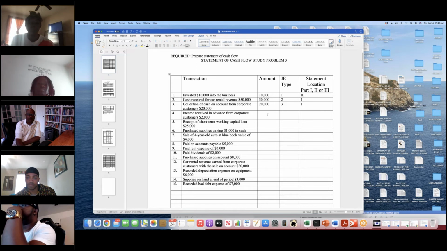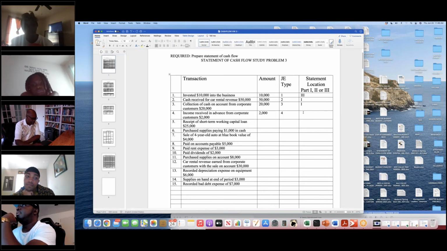What about number 4? Is that 4? This is the type 4. Income received. You got the cash. In section 1. It's gonna go in section 1.